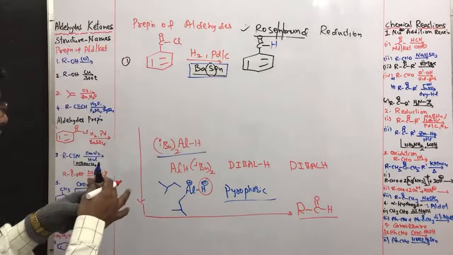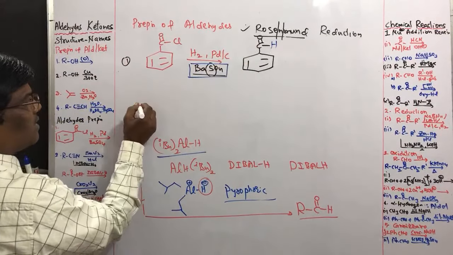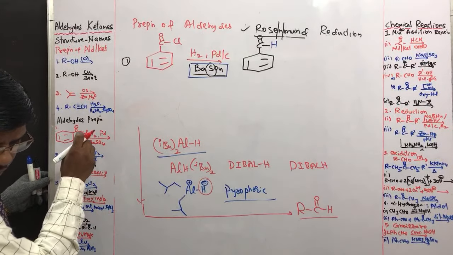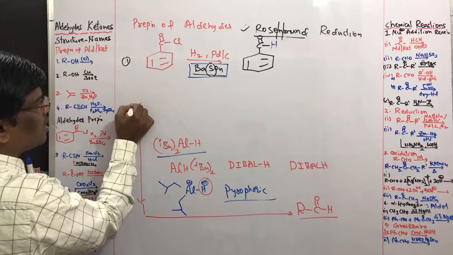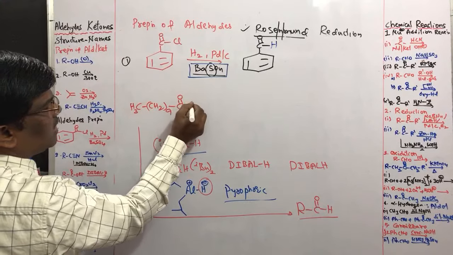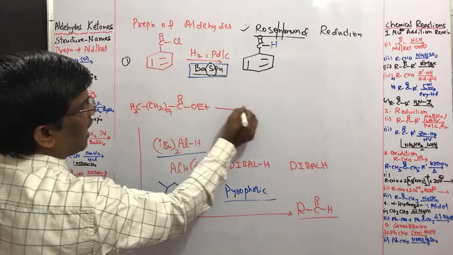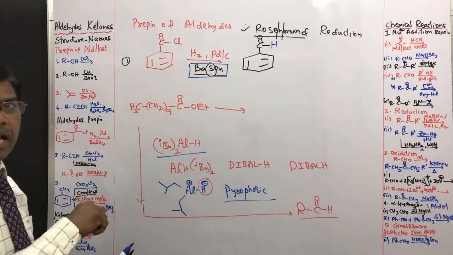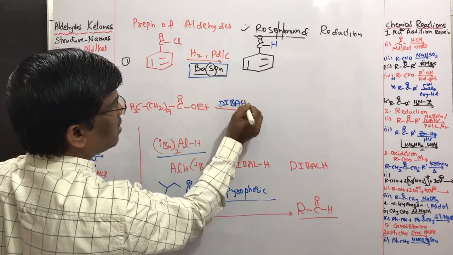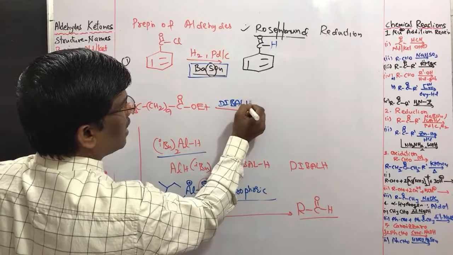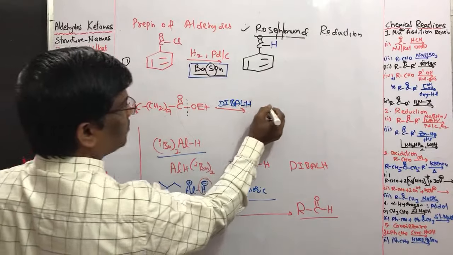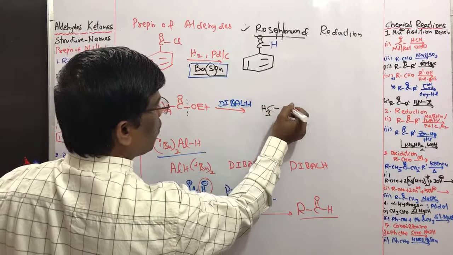Ester to aldehyde. In carboxylic acids I am going to explain in detail. For example, if I take a long chain acid ester, CH2 taken 9 times, and this is ethyl ester, and when I treat it with diisobutyl aluminium hydride, DIBAL-H, it is going to give aldehyde. This is a very important concept, students.